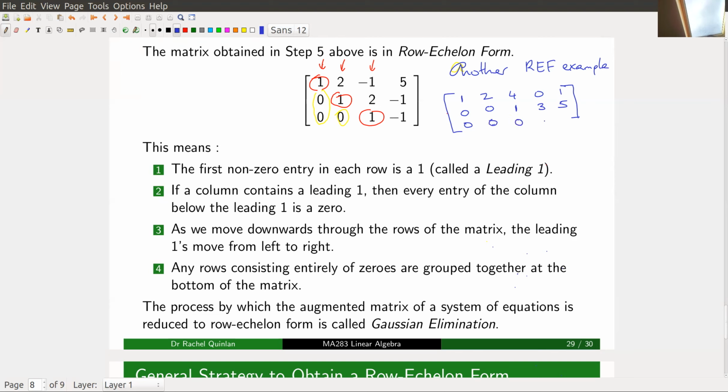The next entry basically can be a 0 or a 1. The first non-zero entry in row 3 has to be a 1. So if this entry is not a 0, it must be a 1. So let's say it is a 0.